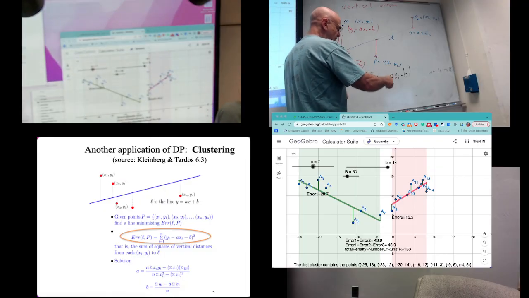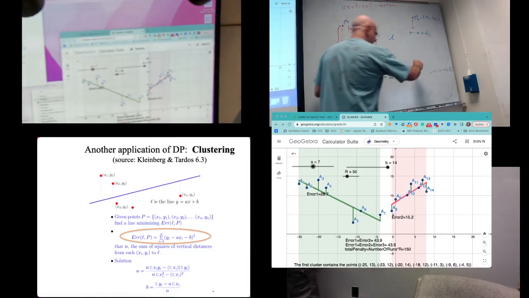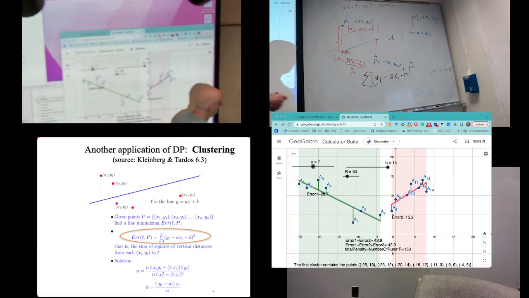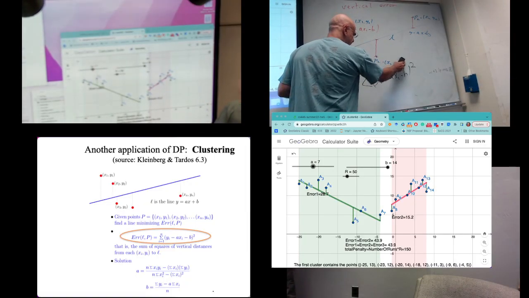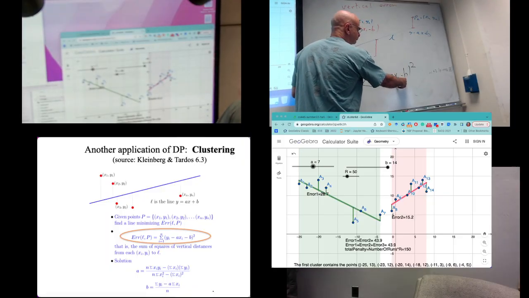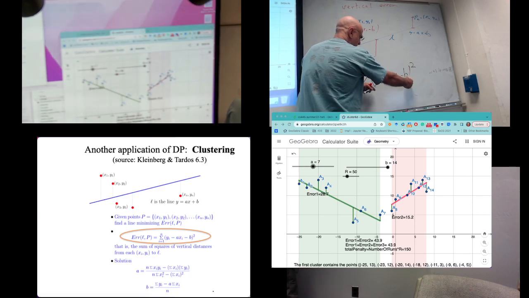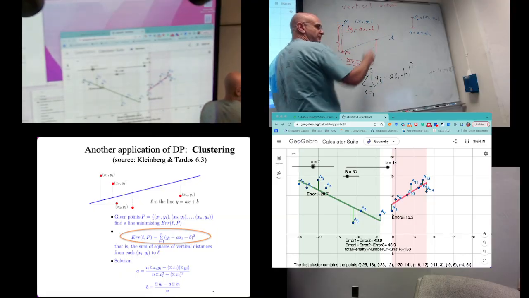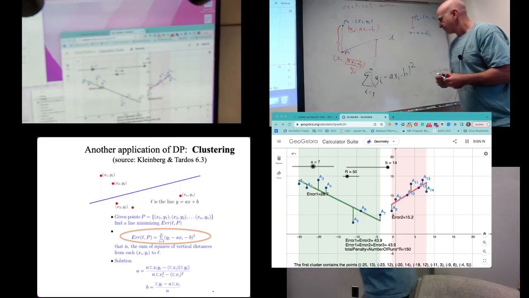Okay, since I don't want these points to cancel each other, I'm summing up, but taking it as a square. That is, I'm summing up yi minus axi minus b, taking this value squared, and now summing it up for all the points, i goes from 1 till n. And what would be the line that fits the best?